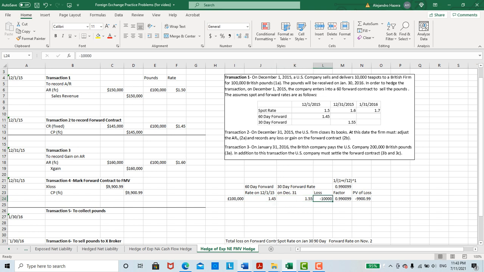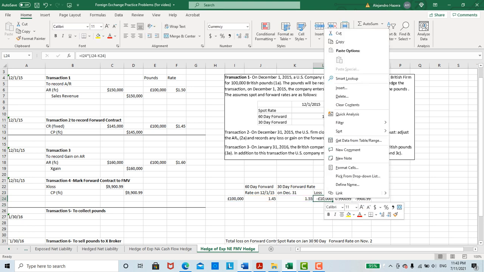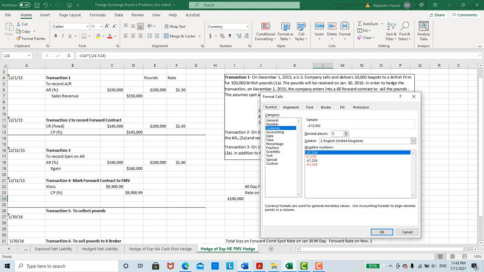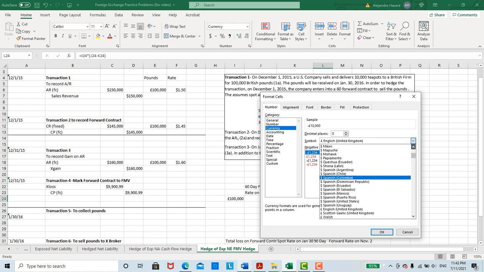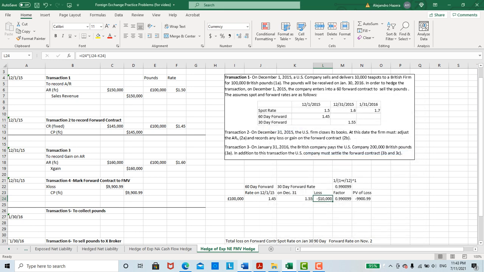Okay, so the loss is going to be 100,000 times the difference between $1.45 and $1.55, which is a $10,000 loss. Let's put that in dollars now. Let's put these in dollars too.